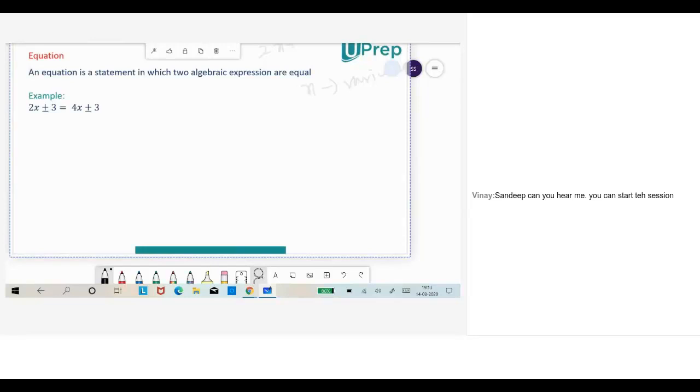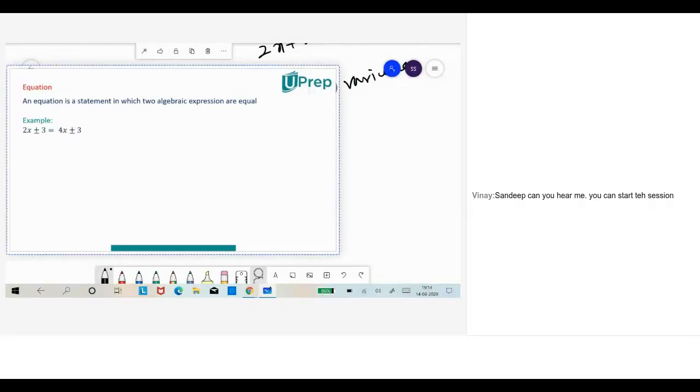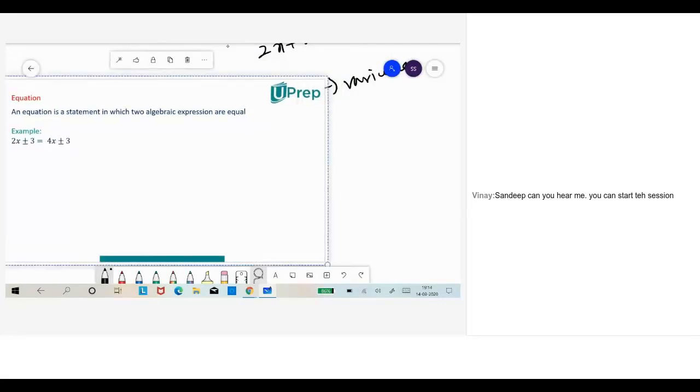We have already discussed what an equation is. An equation is a statement in which two algebraic expressions are equal. So these two are algebraic expressions and these two algebraic expressions are equal. So how do you define it? An equation is a statement in which two algebraic expressions are equal. Now here, since it contains only one variable, it's called a linear equation in one variable.